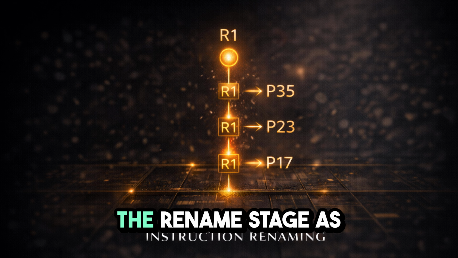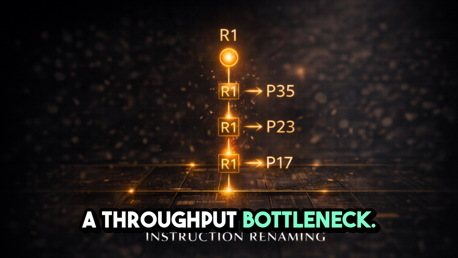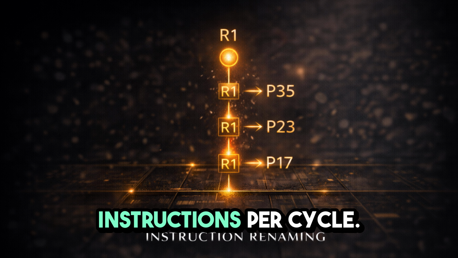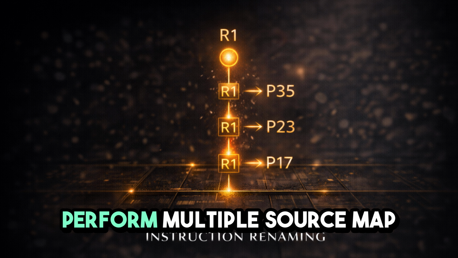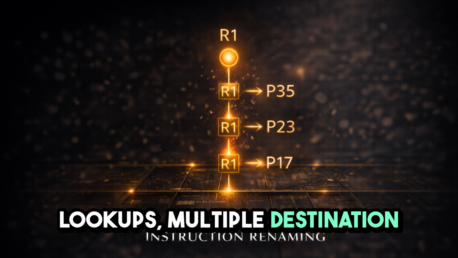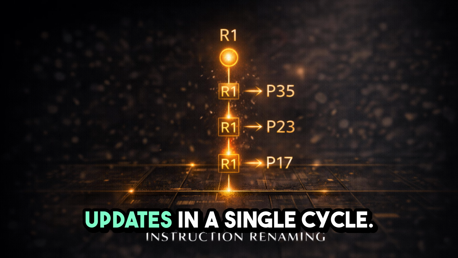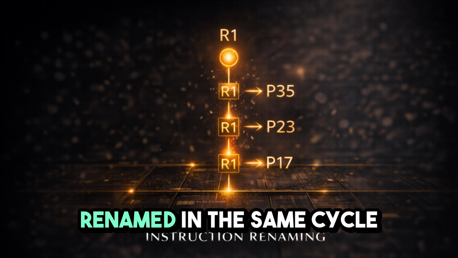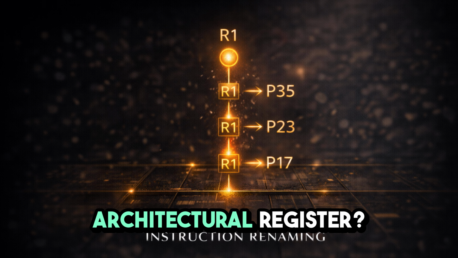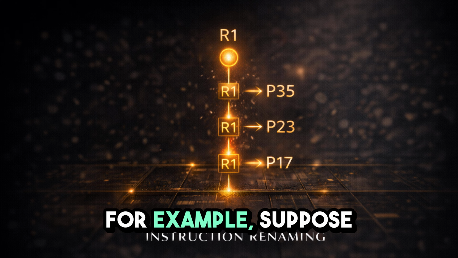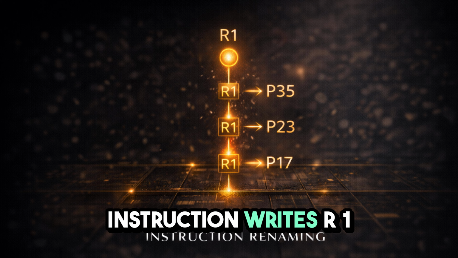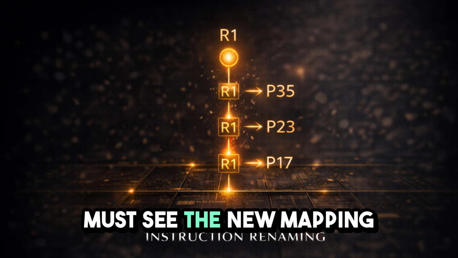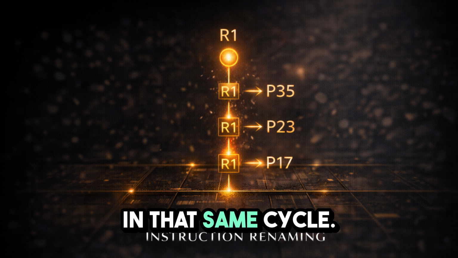Now, let's talk about the rename stage as a throughput bottleneck. In a wide superscalar core, the rename stage may need to process multiple instructions per cycle. That means it may have to perform multiple source map lookups, multiple destination allocations, and multiple map updates in a single cycle. And there is a complication. What if two instructions renamed in the same cycle interact with the same architectural register? For example, suppose in the same rename group, one instruction writes R1 and a younger one reads R1. The younger instruction must see the new mapping created by the older one in that same cycle.